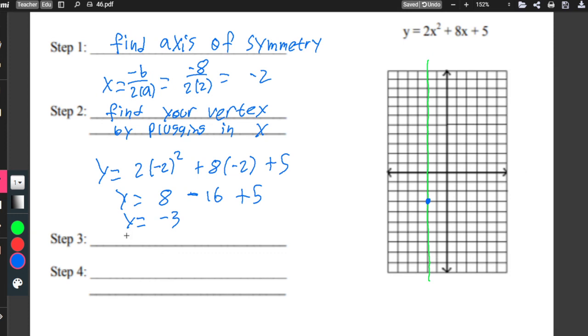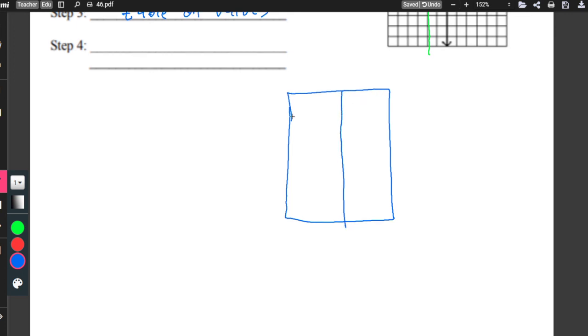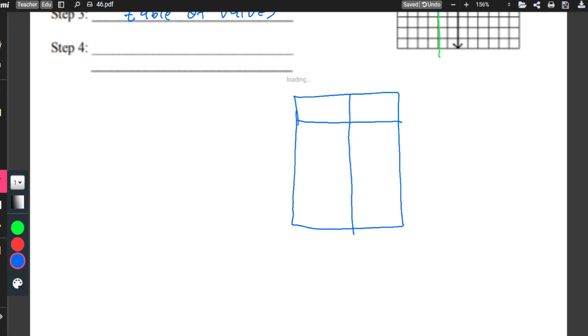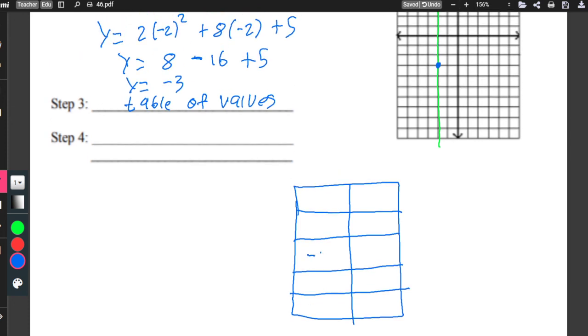And then we can do the rest by making a table of values. So since we have our vertex, we can make sure that it is one of our values. I'm only going to ever require you guys to draw at least 5 points. So that's your vertex and 2 around it. So if our vertex is at minus 2, minus 3, add 1 to each one, so we'll get minus 2, minus 1, 0, minus 3, and minus 4.